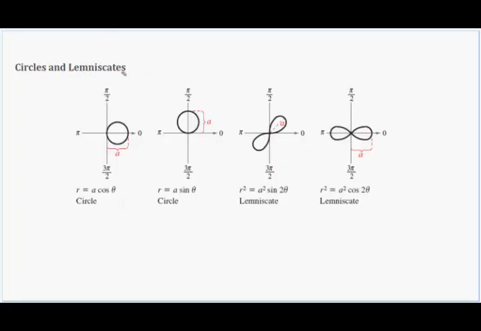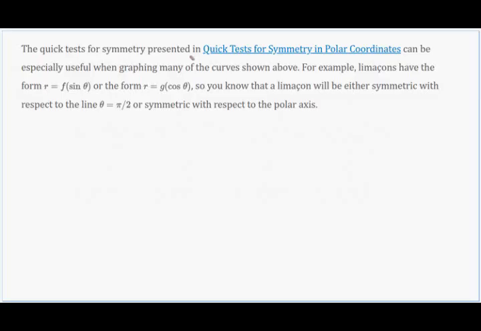Circles and lemniscates, you know, here's our a cos theta, a sine theta, are circles on the x and y axis. And then here, r squared equals, we get sort of this figure 8 shape that goes through the origin. All right, the quick test for symmetry presented can be used, especially useful when graphing many of the curves shown.